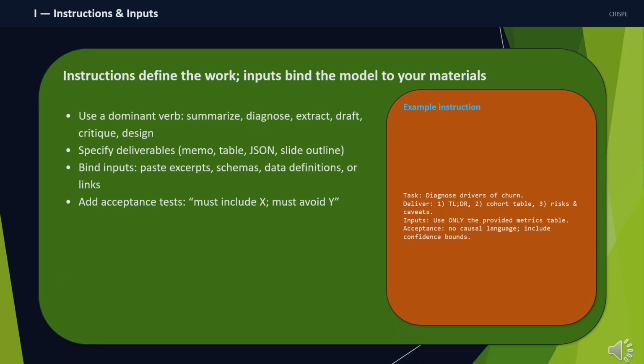Instructions and inputs are the work order portion of CRISPE. They precisely define what the model must do and what information it may use. When this section is precise, the output is more consistent because the model is not forced to infer the task or invent missing details. The fastest way to improve instructions is to choose a more specific verb.